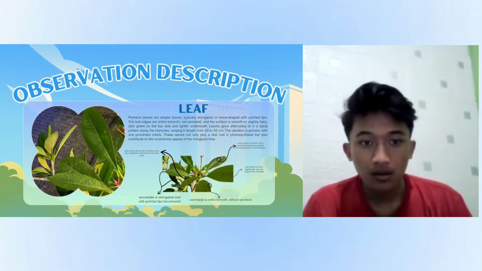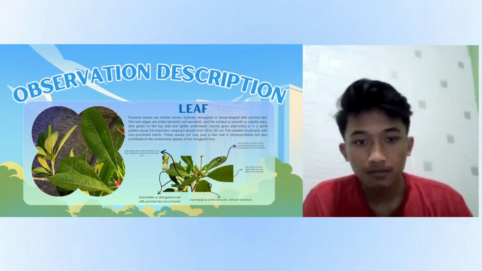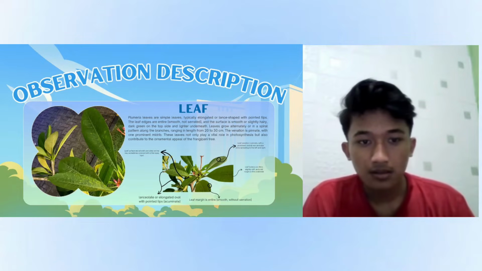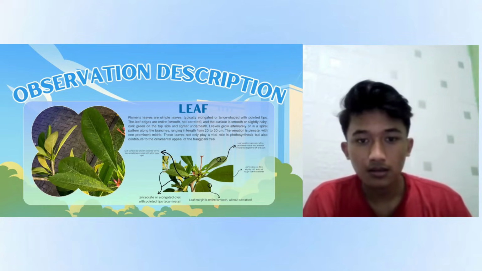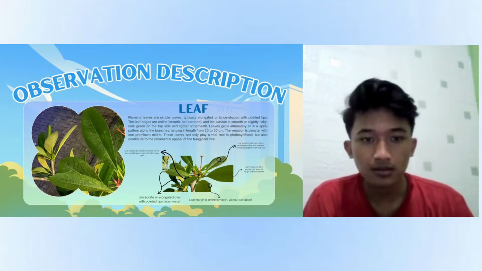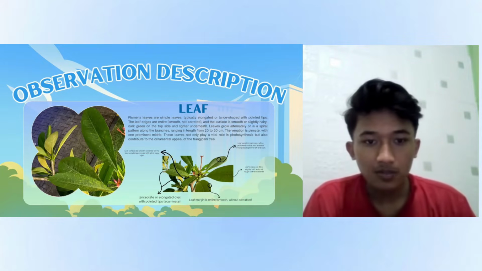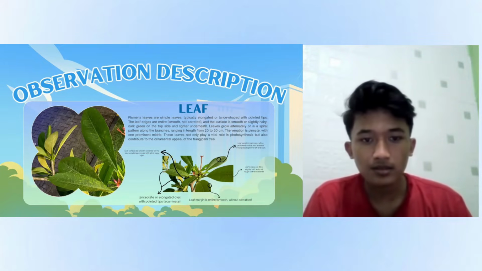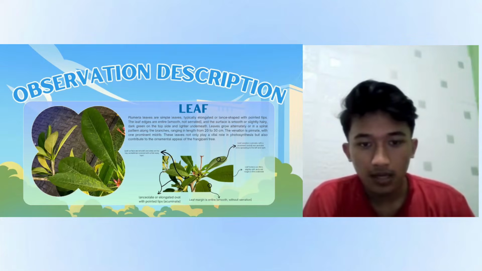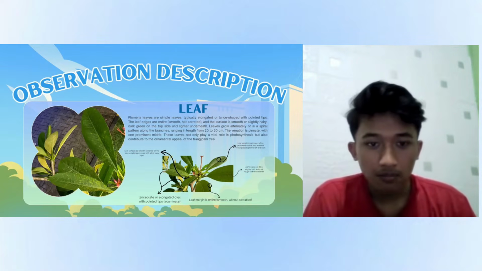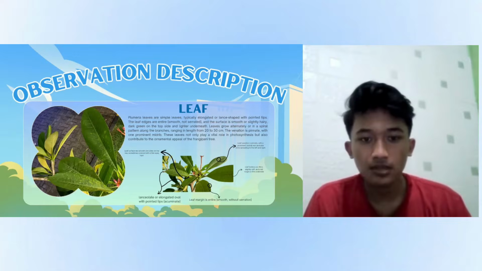Next, the leaves. The leaves of the Frangipani are simple and lens-shaped with smooth edges. They have a dark green upper side and a lighter underside, with a smooth surface and a thick texture. The leaf venation is pinnate, meaning it has one central vein with smaller veins branching out. The leaf not only helps in photosynthesis but also enhances the ornamental beauty of the tree.